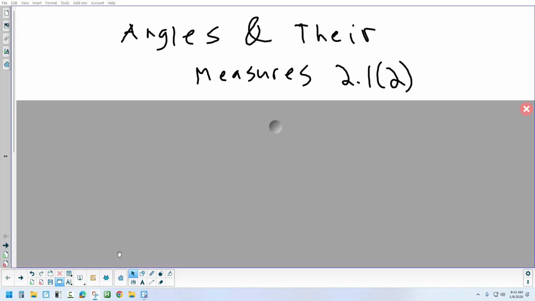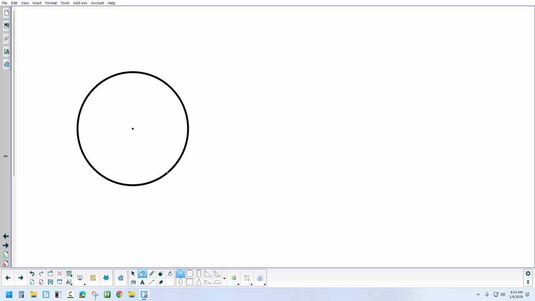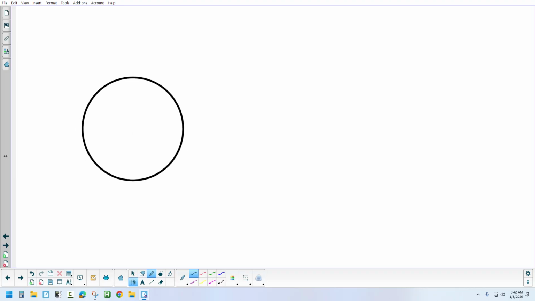All right, so the last part of 2.1 we're going to take a look at has two formulas in it. One formula is for finding what we call the length of an arc. So like if you had a circle and you want to measure how far it is from like there to there, that's the length of an arc.